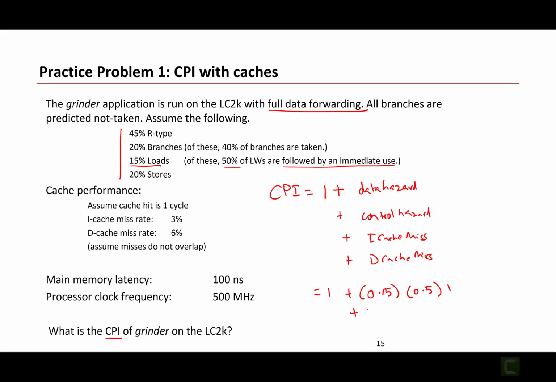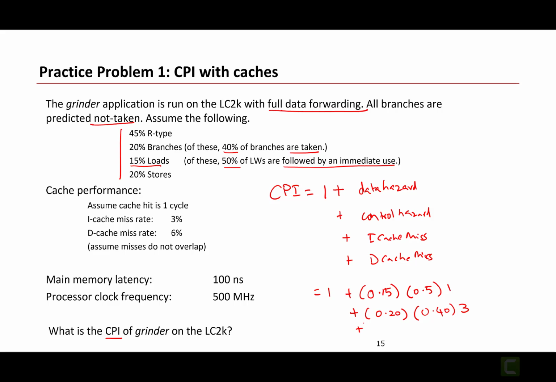And the control hazard is going to be only for branches. So I have 20% of instructions that are branches. Of those, 40% of the branches are taken. Now you need to think about what fraction of branches are going to be mispredicted. For that, you need to know what type of branch predictor we are assuming. The branch predictor assumes that all the branches are not taken. So whenever a branch is taken, it would be a mispredicted branch. So 40% of the branches are mispredicted, and whenever that happens, I have to incur a 3 cycle penalty.